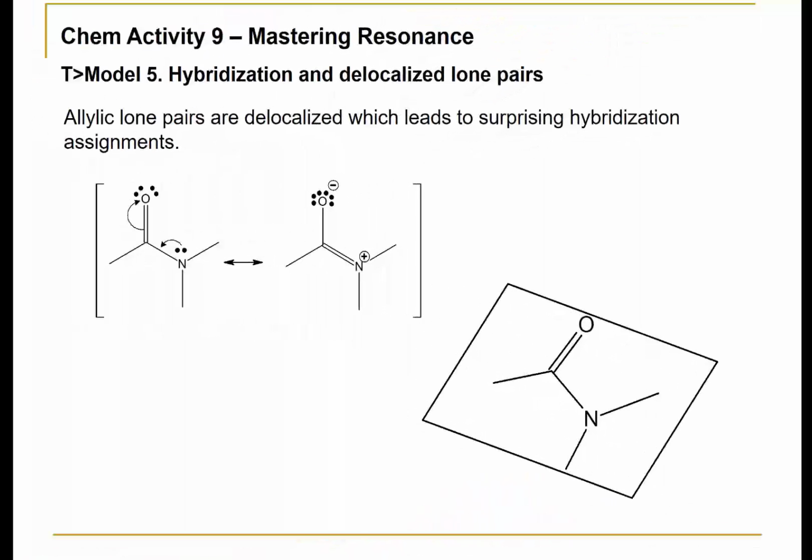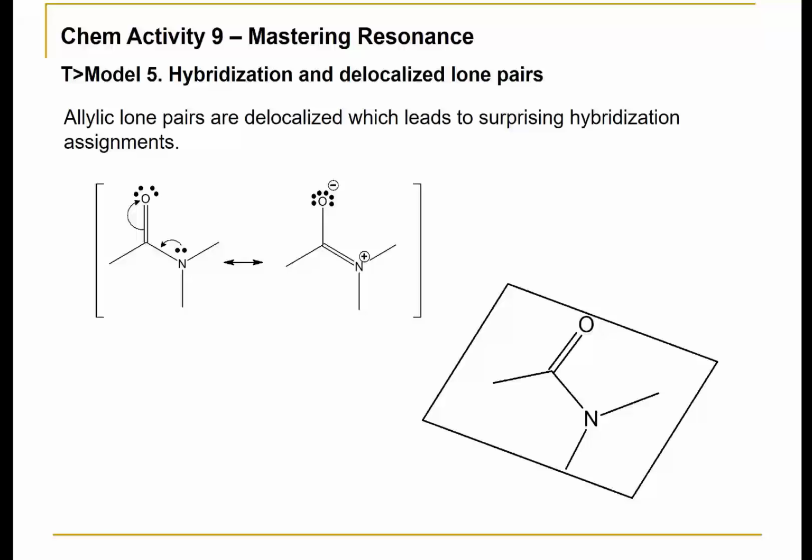This is the third and last of a series of videos on mastering resonance. In this video, we will focus on how electron delocalization and the resulting resonance effect impacts our understanding of the hybridization of the atoms involved. We see here resonance forms of an amide structure. Hopefully you recognize the allylic lone pair.